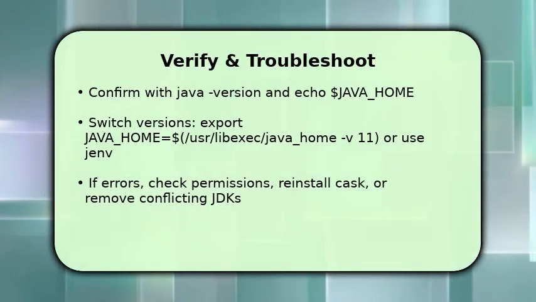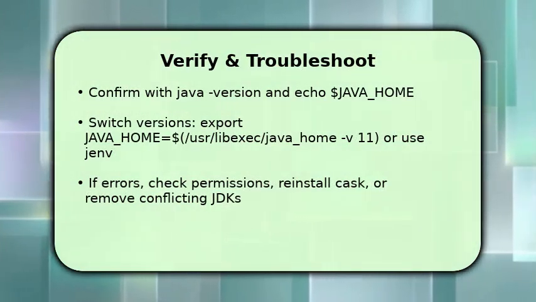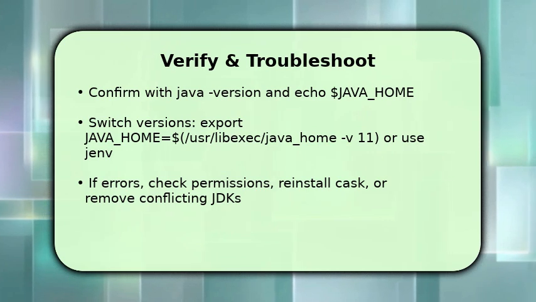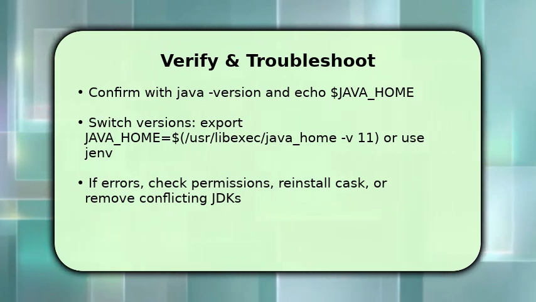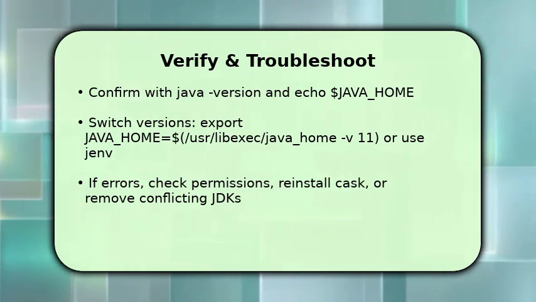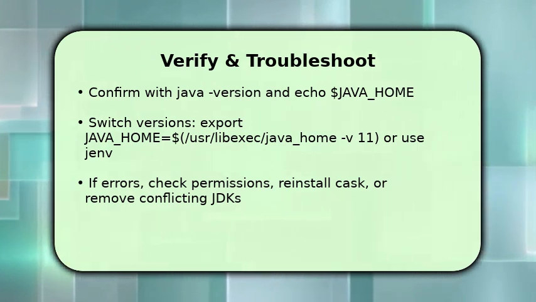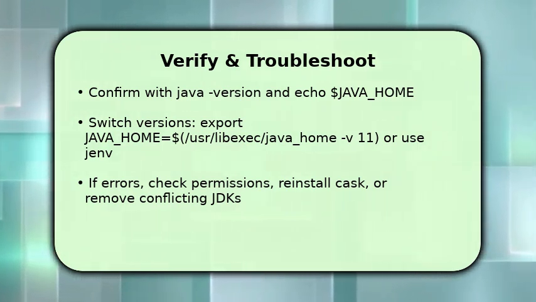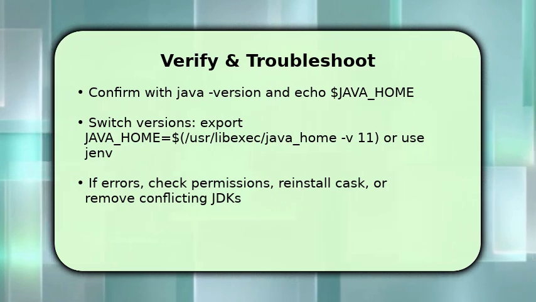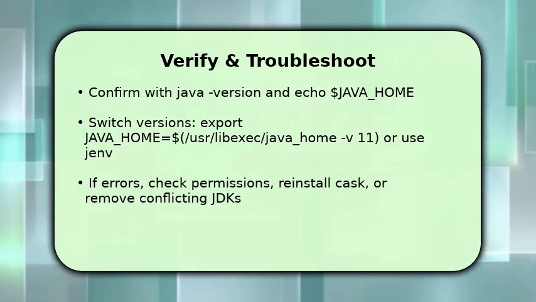You finish by confirming the update and knowing how to fix problems. Run java -version and echo $JAVA_HOME to ensure the terminal uses the intended JDK. To switch later, export JAVA_HOME equals $(/usr/libexec/java_home -v 11), or install jenv for per-project control.